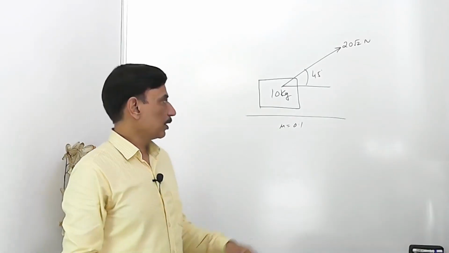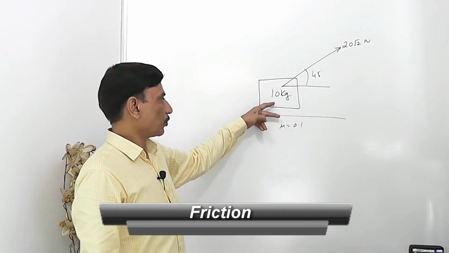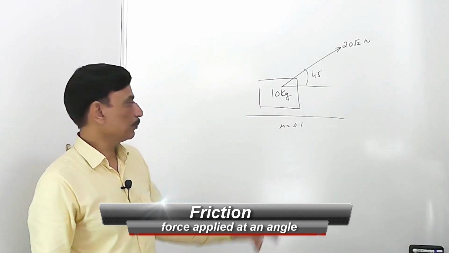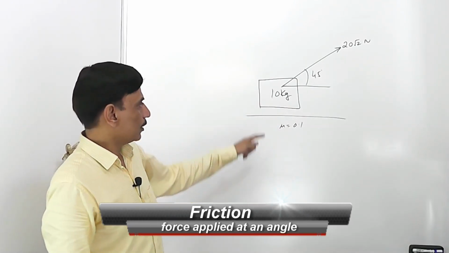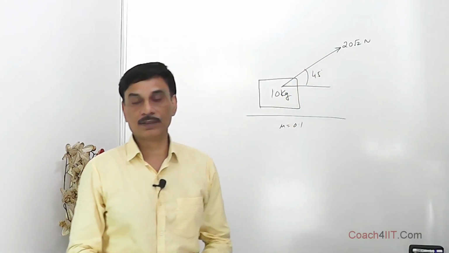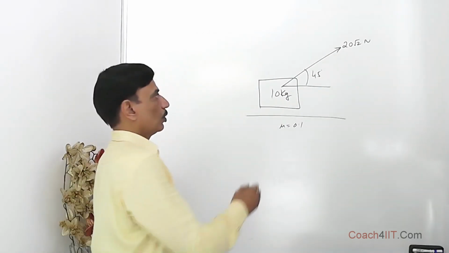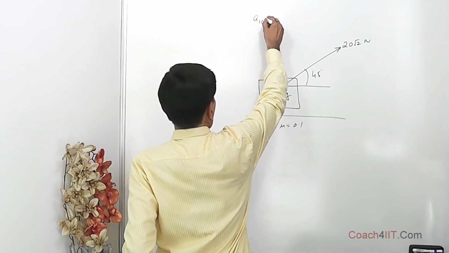A case where there is a block of 10 kg resting on a horizontal surface. The coefficient of friction between these two surfaces is mu equal to 0.1, and there is a force of 20 root 2 Newton being applied at an angle of 45 degrees with the x-axis in the upward direction, and we are asked to find the value of the acceleration of the 10 kg block.